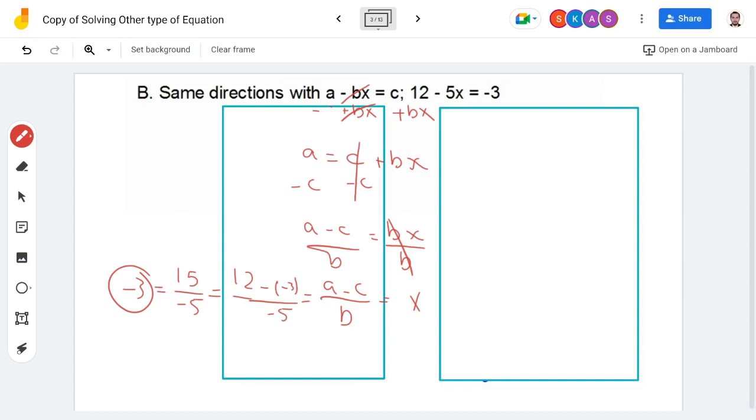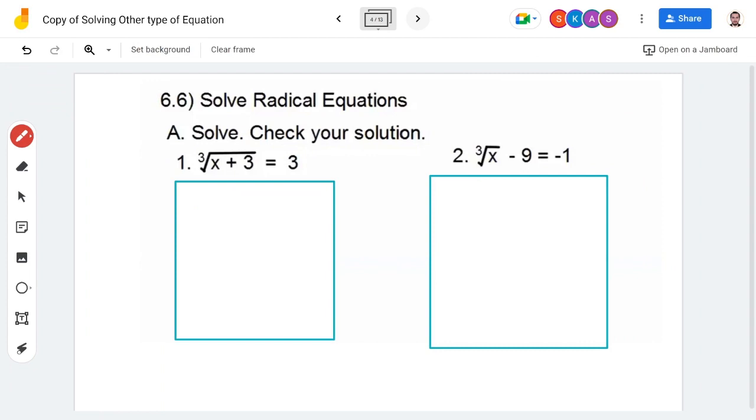So this is the literal equation. A literal equation is just giving you the equation and asking you to solve for some letter. They will give you the equation and ask you to solve for some unknown variable. Then you need to substitute. This is the literal equation.